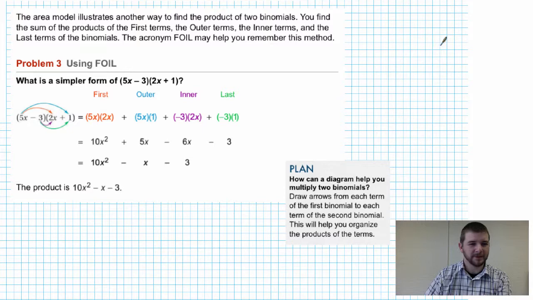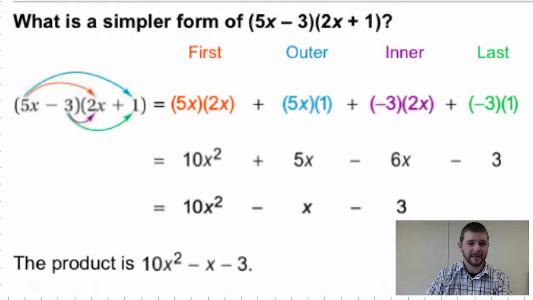What FOIL does is it gives you an order, not necessarily the only order in which to multiply terms, but an order to make sure that you've multiplied each term times each term that it must be multiplied by. So what is a simpler form of 5x minus 3 times 2x plus 1? Well, we'll use FOIL, and we'll multiply the first terms, 5x and 2x. Notice these are called the first terms because they are the first in each of their respective binomials, 5x being the first term in 5x minus 3, and 2x being the first term in 2x plus 1.